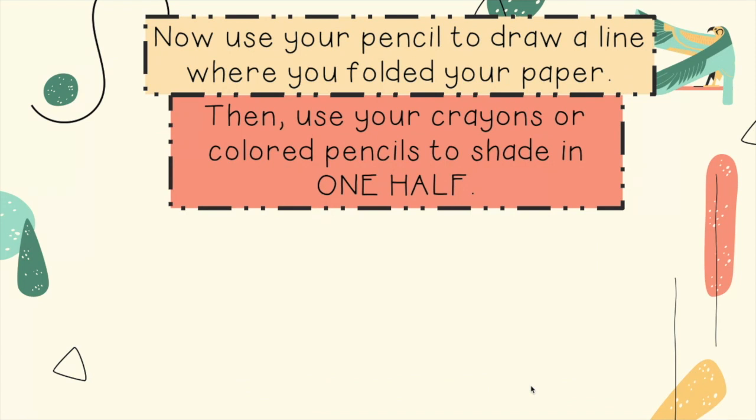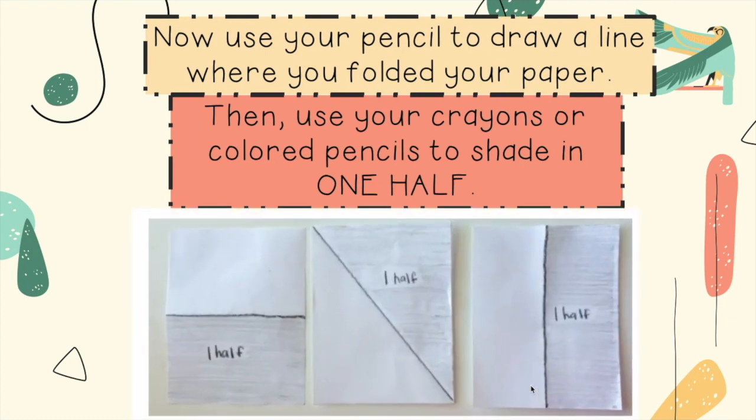Now, you're going to use your pencil to draw a line where you folded your paper. Then you're going to use your crayons or colored pencils to shade in 1/2. And then you also want to write 1/2. So it should look like this. So see, we have a black crayon here. You don't have to use a pencil. You can use a crayon. And you want to only shade in 1/2. And then make sure you draw that line where you folded it. Or if you did the diagonal way, just draw your line with a dark crayon. And then you're going to label it 1/2, just like the picture. So if you need to pause your video, you can go ahead and pause it now to finish that.